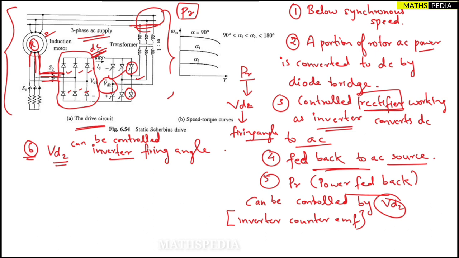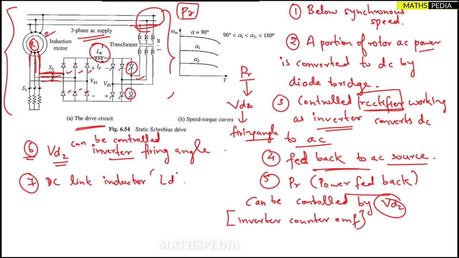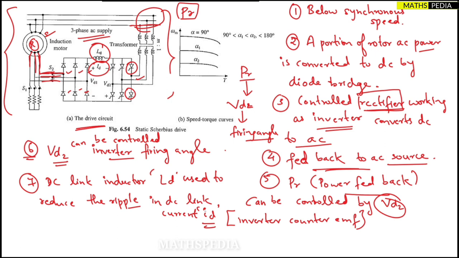Next point you have to understand here: we are using one LD. This LD is the DC link inductor. So the seventh point is the DC link inductor, which is the LD. It is used to reduce the ripple in the DC link current, which is ID. Whatever fluctuation is there in ID, in order to reduce that ripple, we are using this LD. So you have to state the function of LD, why we are using it there.